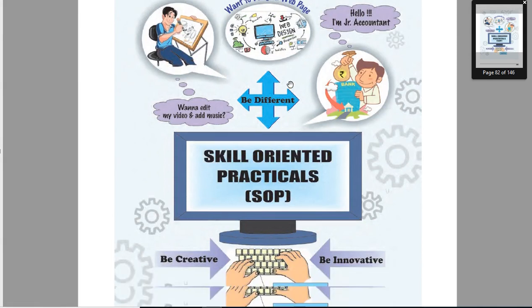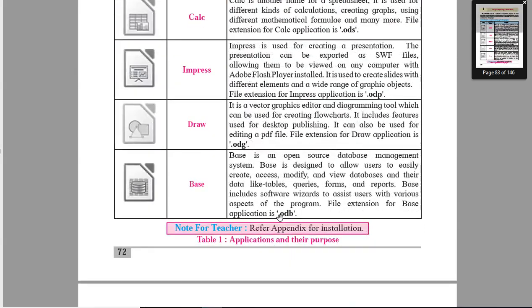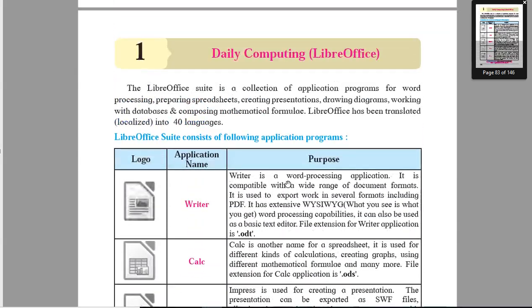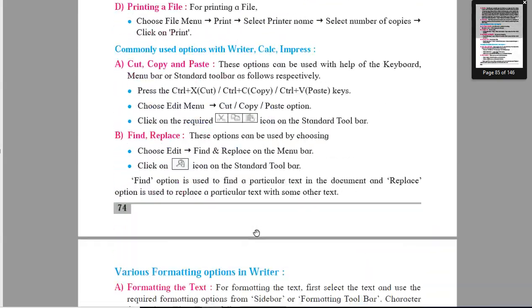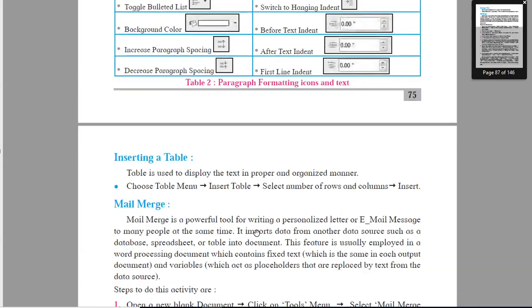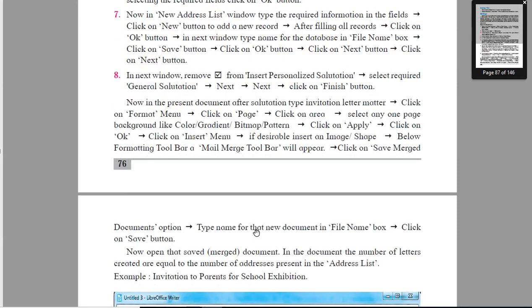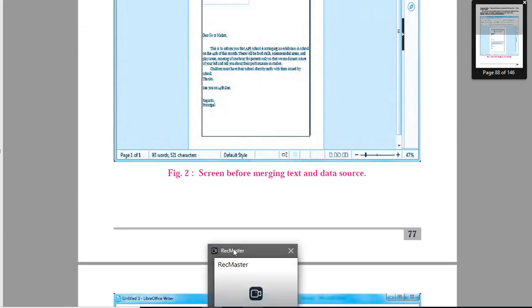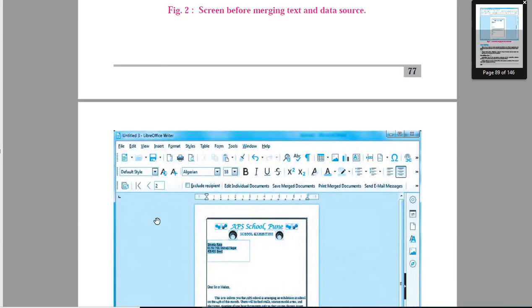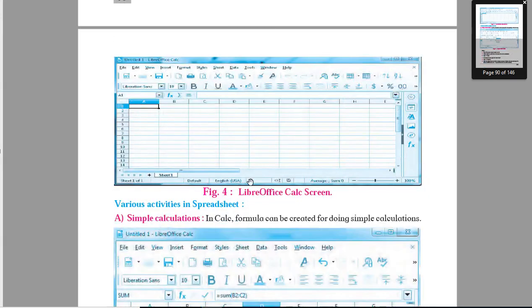Then students, there are some of the SOPs. We have already taken the first SOP, that is based on daily computing. We have seen how to create a resume in MS Word. We have seen the program of creating a mark sheet of a student in Excel, and also the presentation. So we have done with the daily computing part.